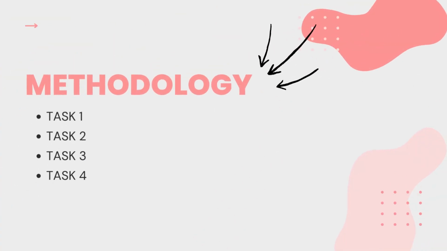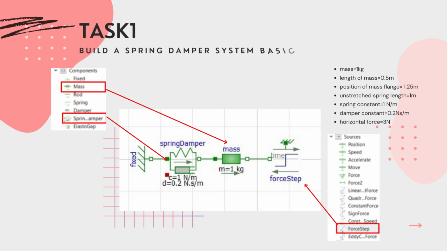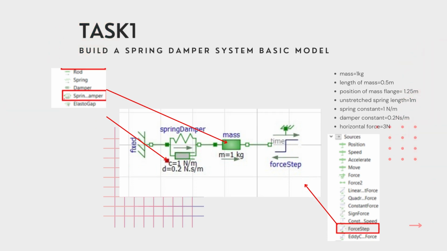Hello, I'm Fitri and I'll be explaining the methodology of this project from task 1 to task 4. For task 1, we are supposed to build a spring damper system using Modelica. The components can be found on the screen, and the parameters shown on the screen are constant throughout task 1 until task 4.